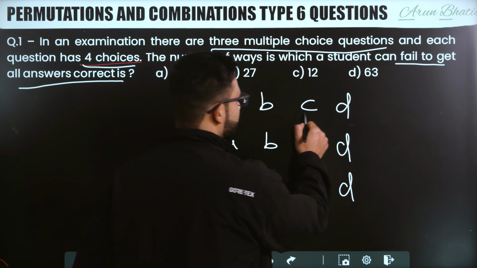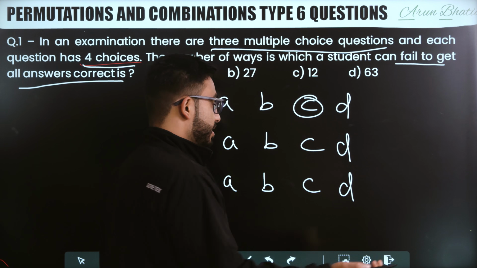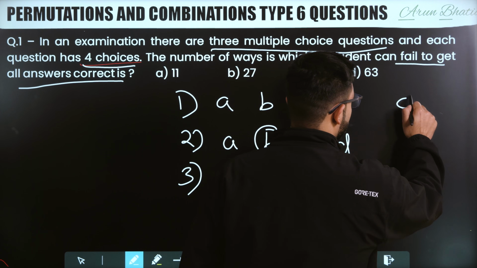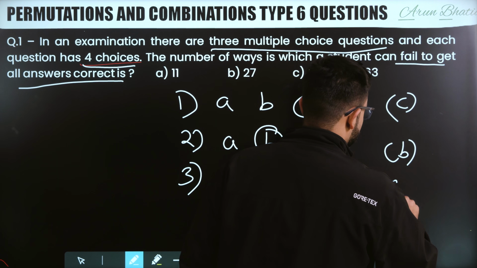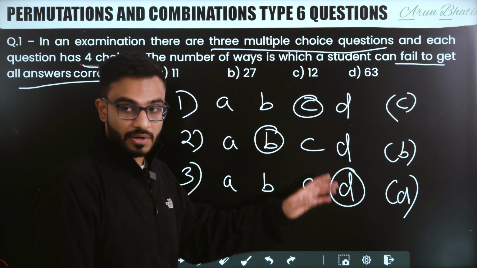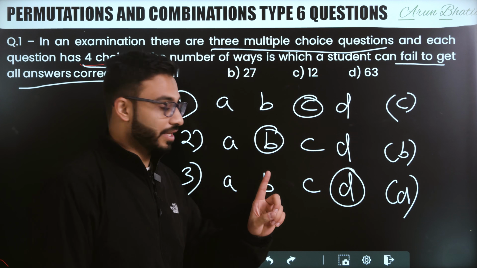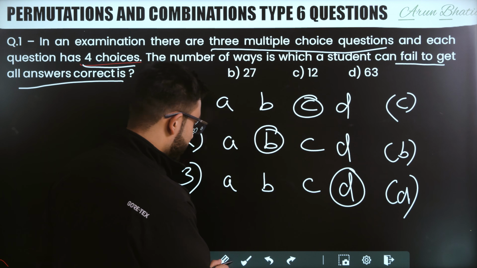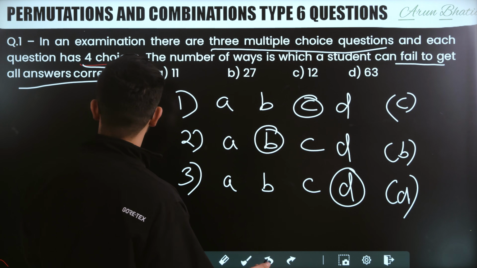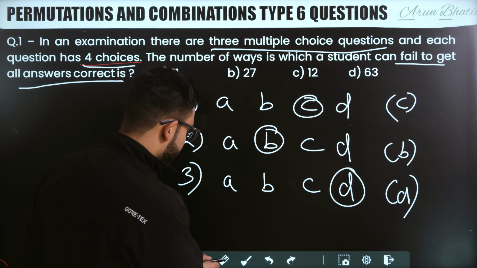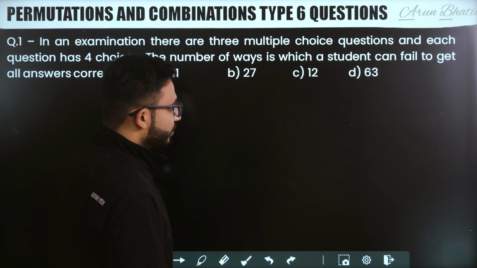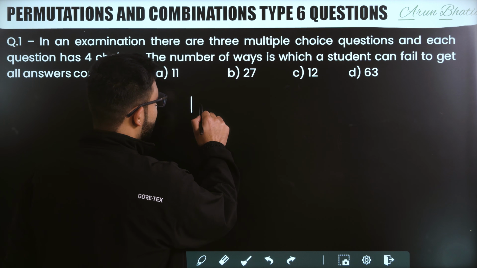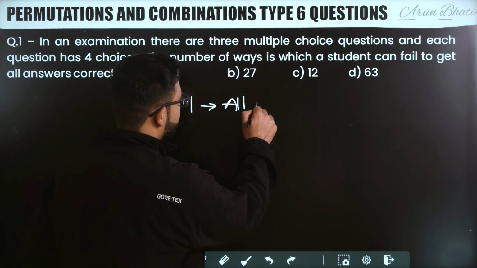So let's say the first question answer is C and he marks it C, and the second question he gets B, and the third question he got D, meaning he gets all the correct answers in one go, because you can get all 3 questions correct only in one possible way. Now it asks how many possible ways the student can fail to get all the questions correct. So we saw that there is only one possible way that you can get all answers correct.